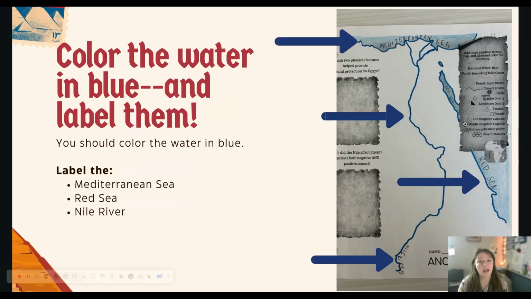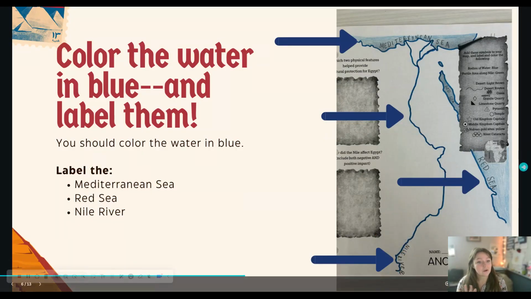Now I want you to go ahead and color in the water blue. So we've got a sea here, a sea there, and the Nile River. I want you to also make sure you label the Mediterranean Sea, the Red Sea, and the Nile River. You can use my picture as a reference if you need it.